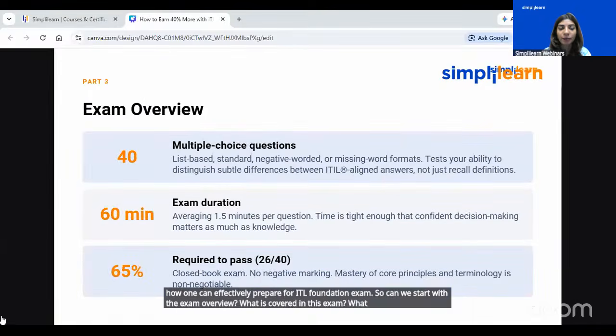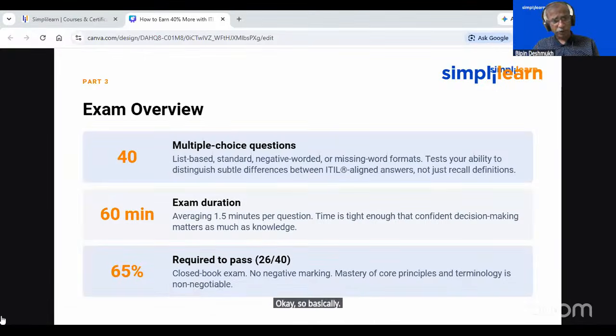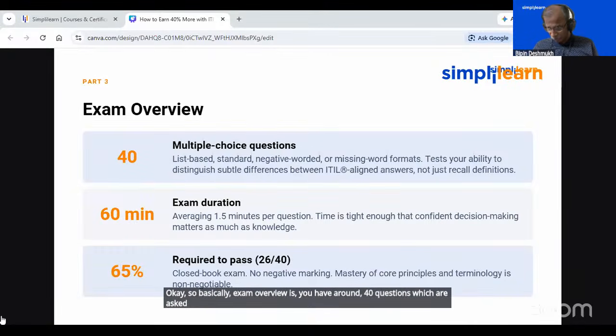Okay, so basically, the exam overview is you have around 40 questions which are asked. You are given around 60 minutes to answer these questions.